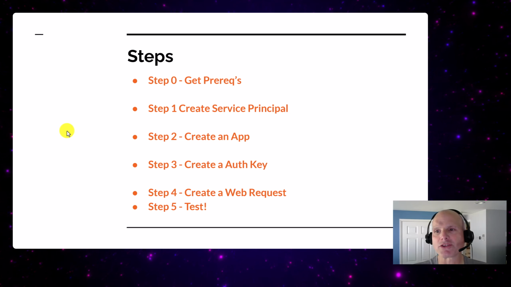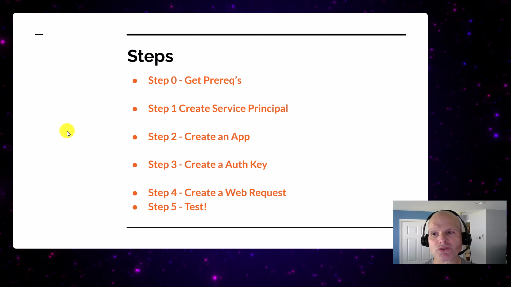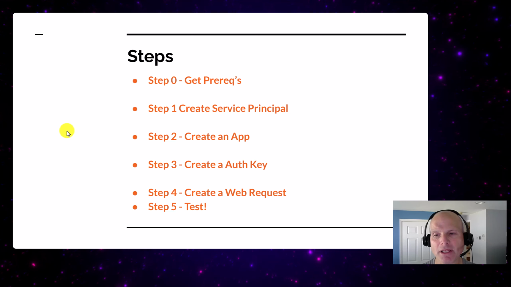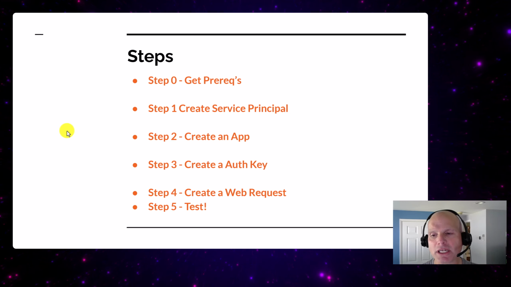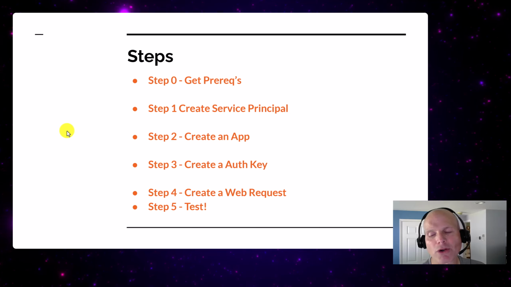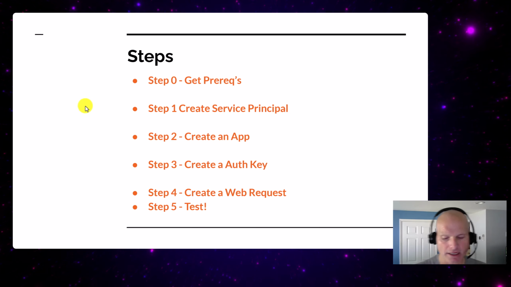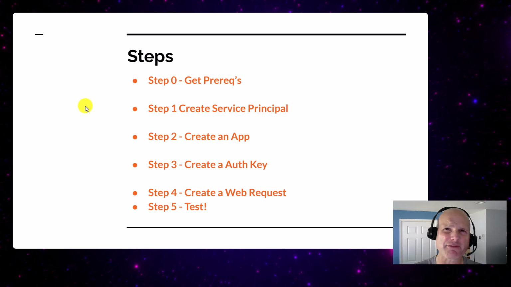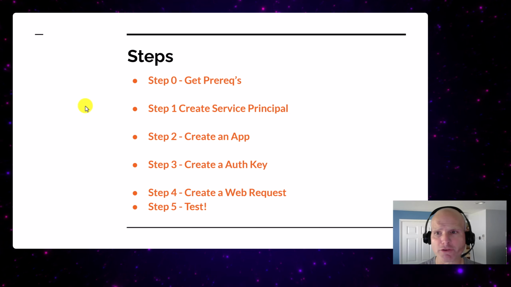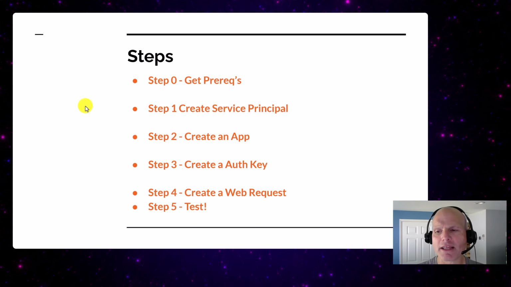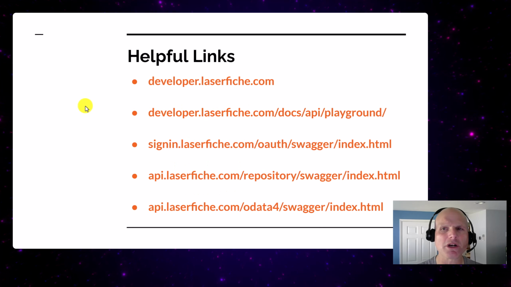Step 1 is create the service principal. Step 2 is create an app, a Laserfiche app. Step 3 is create an authorization key. Step 4 is create a web request. Step 5 will be testing. If all goes well, this will take us about 15 or 20 minutes, a little faster if you speed up the video. But I think we're pushing 15 to 20 minutes on this.